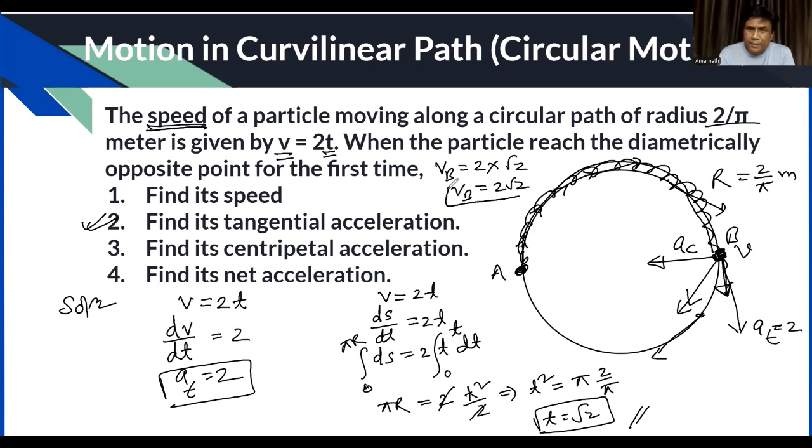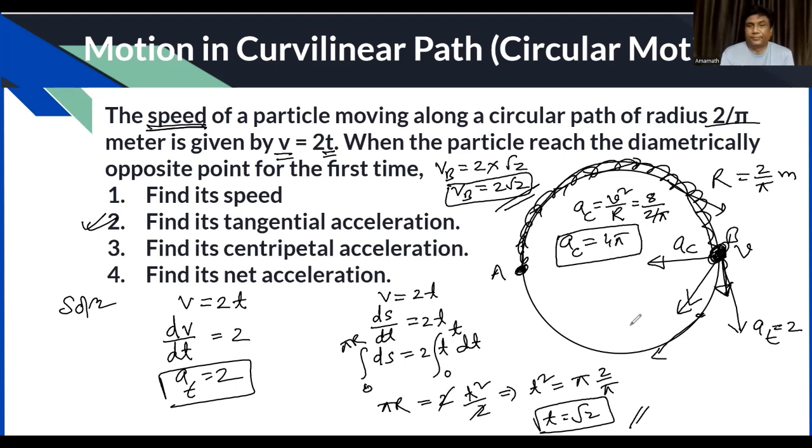But I need to calculate the centripetal acceleration at point B. So centripetal acceleration is what? It is speed square by radius. So speed square, this much square, is 2 to the 4, 4 to the 8. And r is 2 by pi. So centripetal acceleration will be 4 pi.